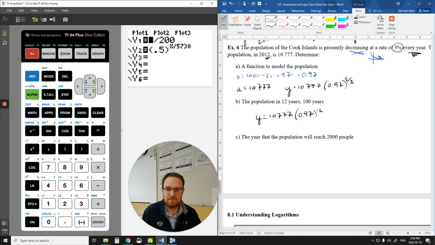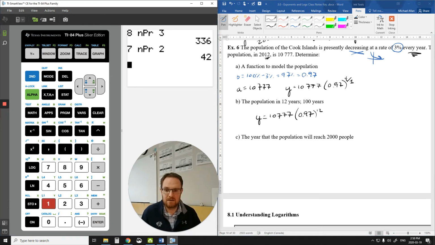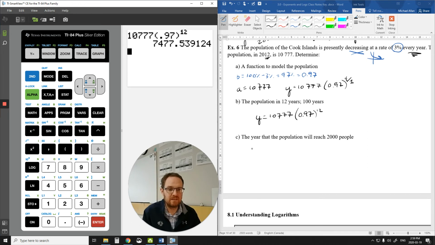And I'm going to go over here to my calculator. 12. Oop. Let's clear that out and start over. Bracket 0.97, and let's raise that to the power of 12. So in 12 years, there's going to be 7,477 people left. Probably round that. Yeah, probably round it down at this point.